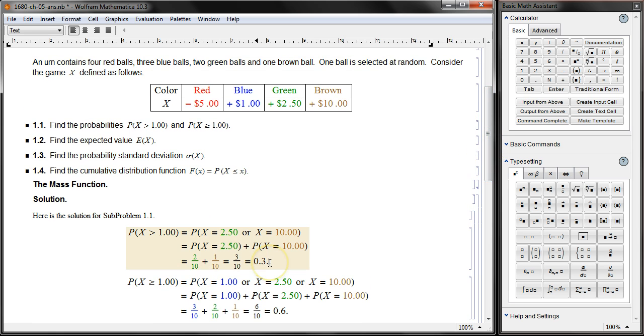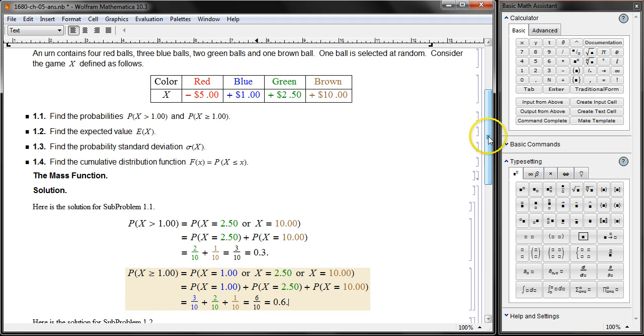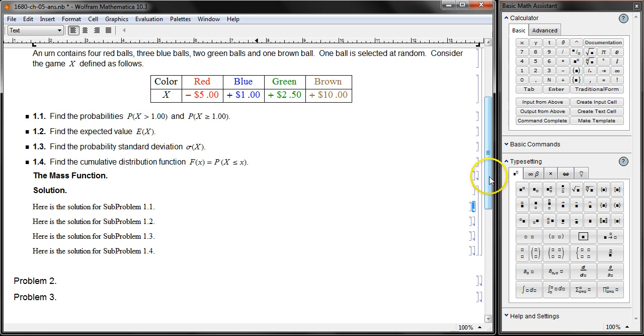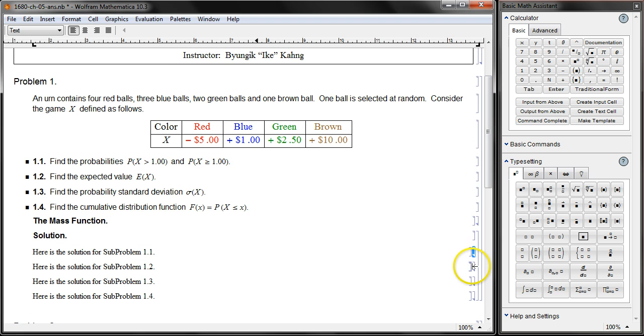For the probability of x strictly greater than 1, you have to have either green or brown, so we just add up the probabilities. I color-coded, so it's easy to see which is which. Now x is greater than or equal to 1. In this case, you have to have 3 possible colors, blue, green, or brown. So we add up 3 probabilities. I color-coded, so it's easy to see which is which. Okay, that was easy.